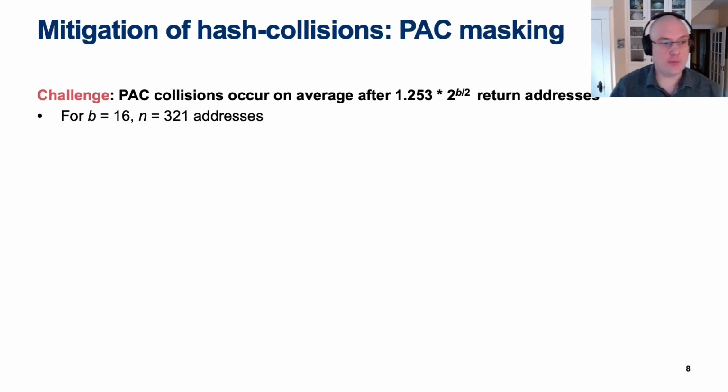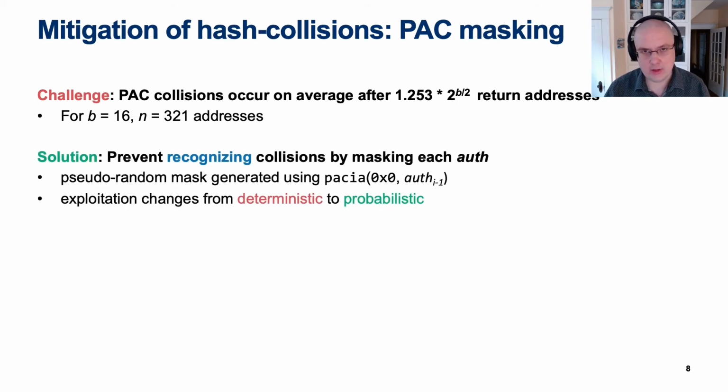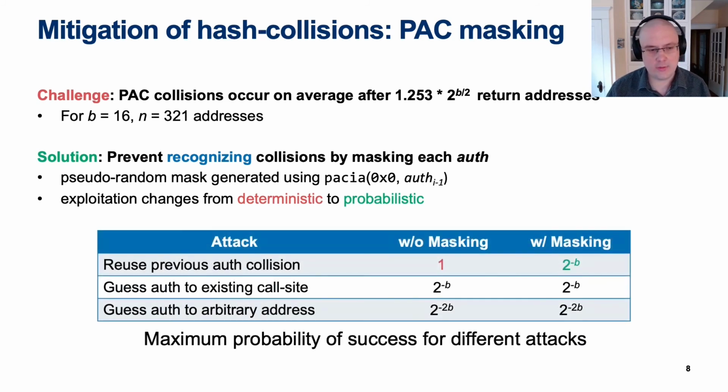What's worse is that PAC collisions actually turn out to happen surprisingly often. For a 16-bit PAC, only after 321 addresses observed, it is already likely that collisions will be found. This is also a problem inherent to the size of the PAC, so there's not much we can directly do about this problem. But what we realized is that we can prevent the attacker from recognizing these collisions. In essence, this means that an attack that otherwise could always be deterministically successful by just finding the collision is again reduced to guessing attacks. And what's nice is that we can use the same pointer authentication hardware to generate masks for hiding these collisions.